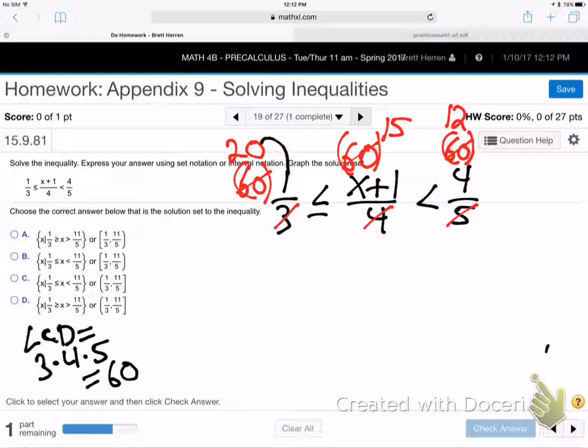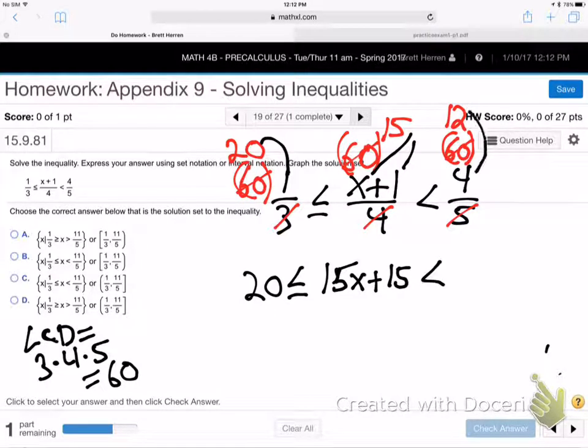So 20 times 1 will be 20. And then the 15 will go boom, boom, and hit the x and the 1. 15x plus 15. And the 12 will hit the 4. 48. We good? So I think the rest will be easy for you. But is everybody good through those first 2 steps?